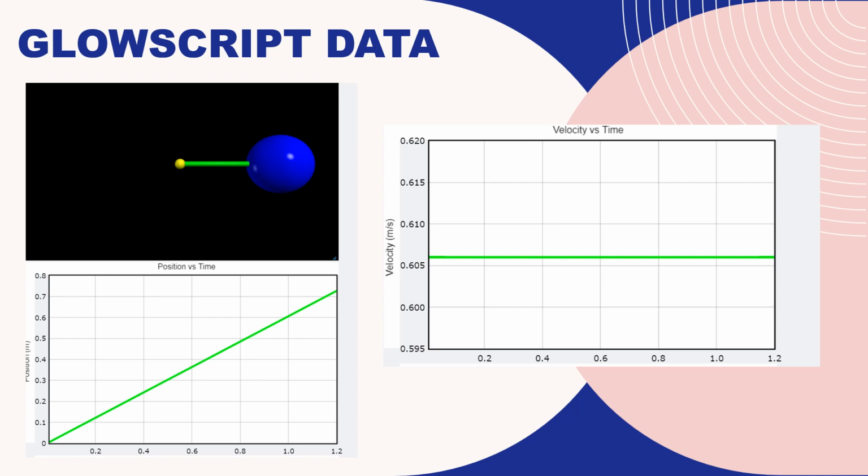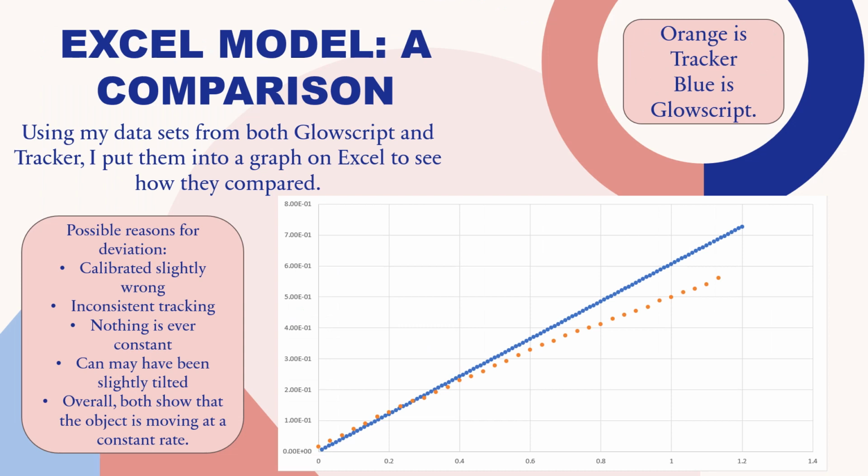All right, GlowScript data. This is my position versus time graph. You can see the model up in the top left corner, and then you can see the velocity. It's looking pretty good, looking constant and everything. And then here, I can copy and paste the Tracker data and the GlowScript data, put them through Excel, and we have this plot. As you can see, the lines start off very similar, and then they deviate as time passes, and there's tons of reasons for this.